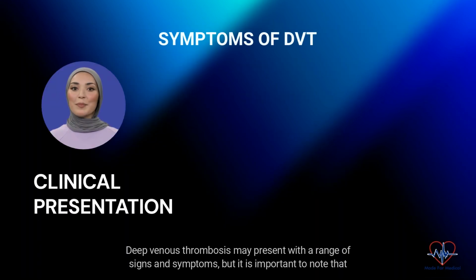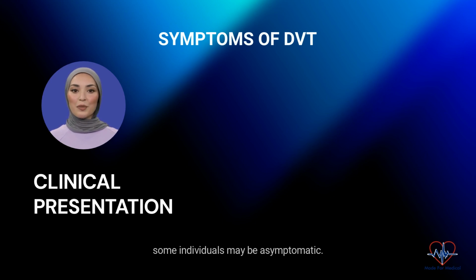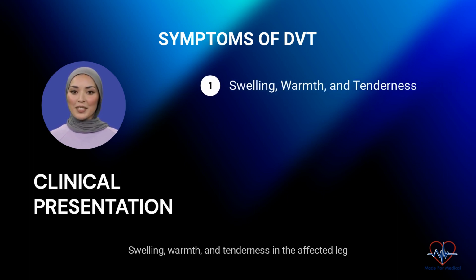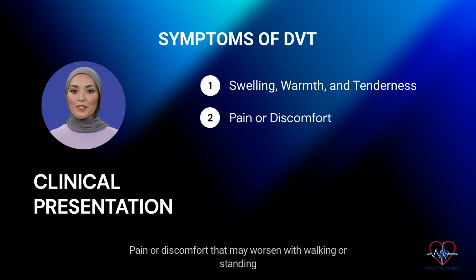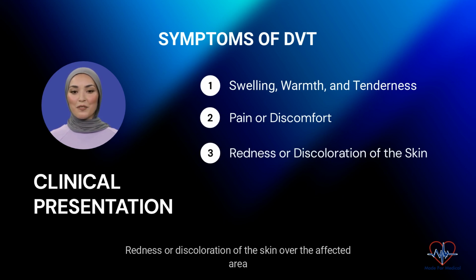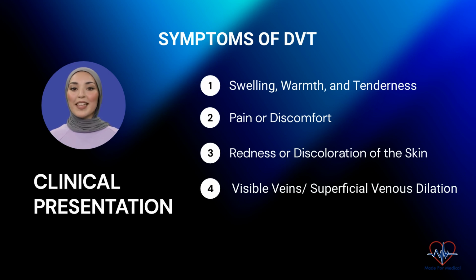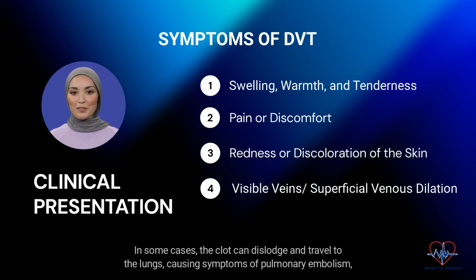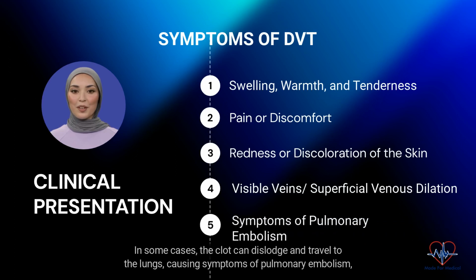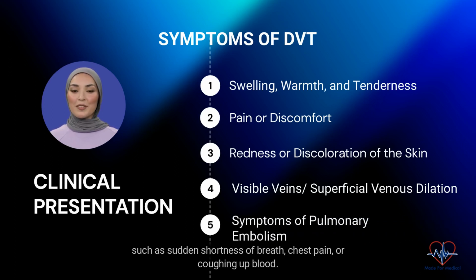Deep venous thrombosis may present with a range of signs and symptoms, but it is important to note that some individuals may be asymptomatic. Common signs and symptoms include swelling, warmth, and tenderness in the affected leg, pain or discomfort that may worsen with walking or standing, redness or discoloration of the skin over the affected area, visible veins or superficial venous dilation. In some cases, the clot can dislodge and travel to the lungs, causing symptoms of pulmonary embolism, such as sudden shortness of breath, chest pain, or coughing up blood.